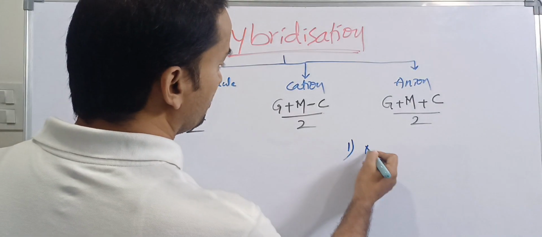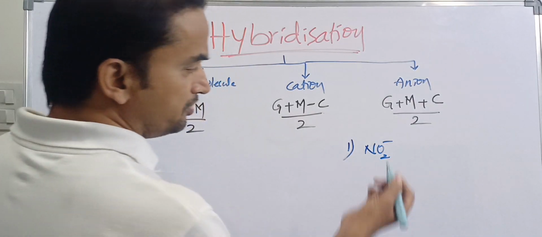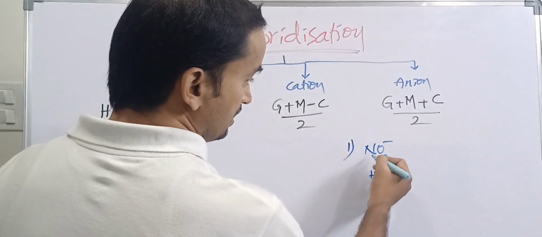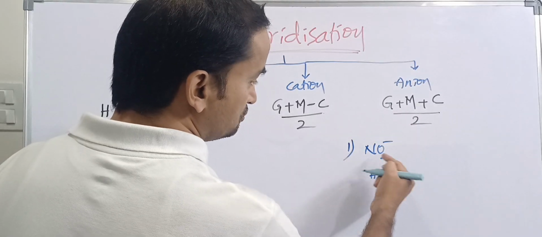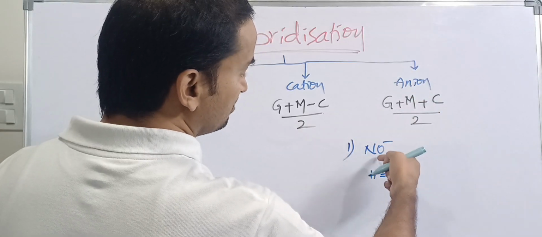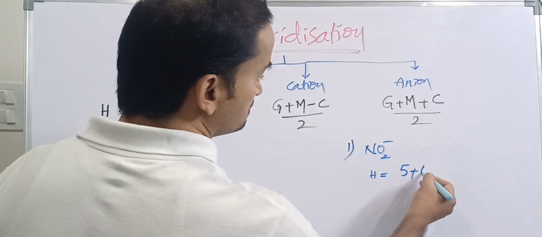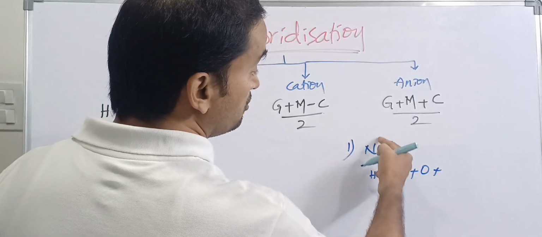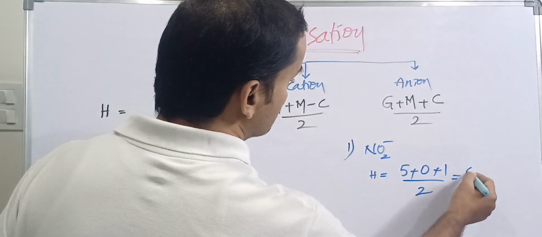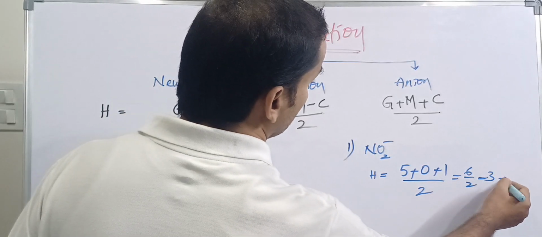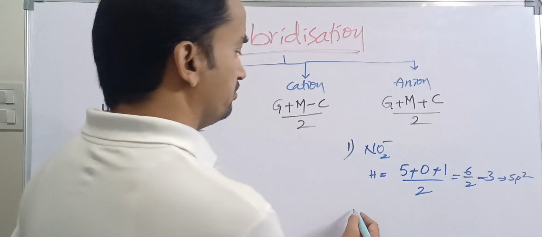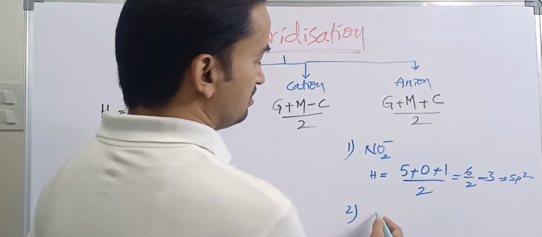Now we'll take one example of NO2 minus. Here H equals, the central atom is nitrogen, that is 5th group, plus the number of monovalent atoms, which is 0. Now we are going to add the charge. This uninegative charge we are going to add. So divide by 2, 6 by 2. That means 3. That means sp2 hybridization.